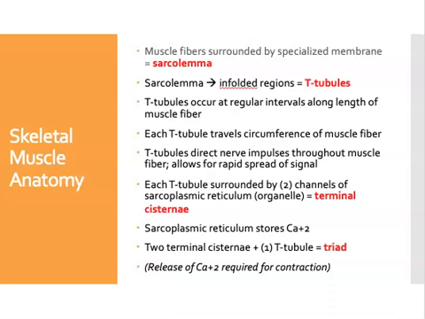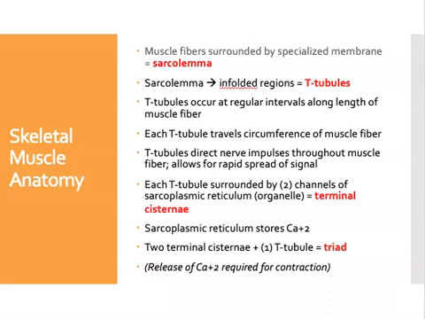Let's take a minute and think about the anatomy of a single muscle fiber. Remember, we said that muscle fibers are surrounded by a specialized plasma membrane. The reason that this plasma membrane is unique is because it is capable of transmitting electrical current.